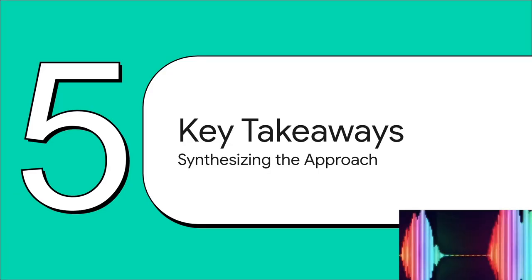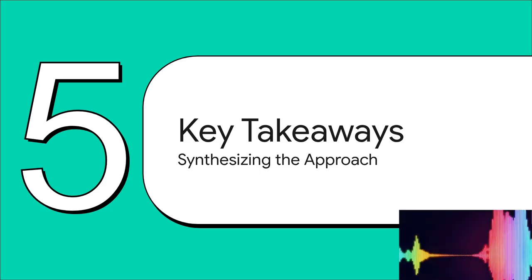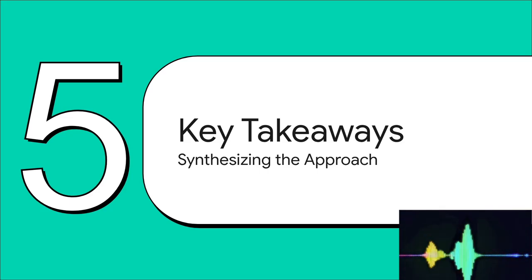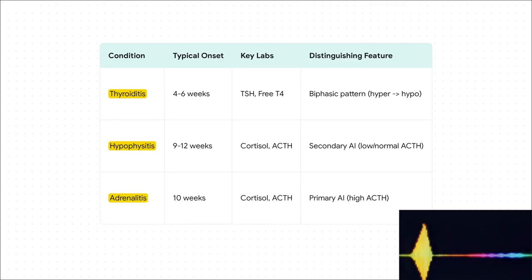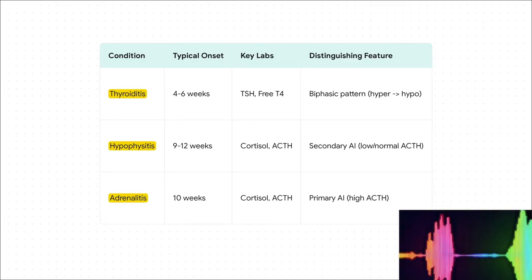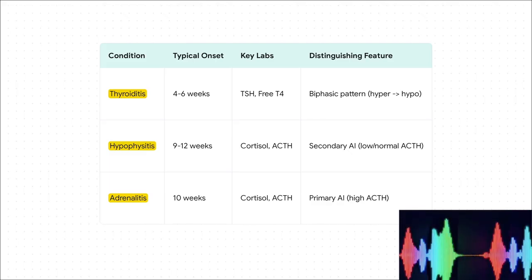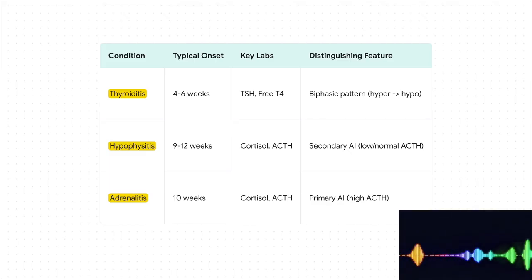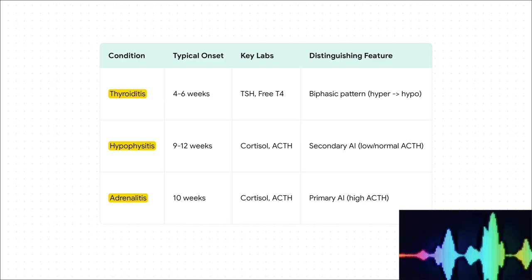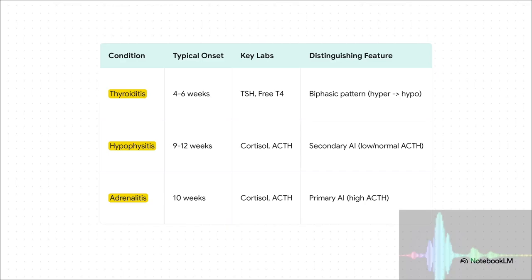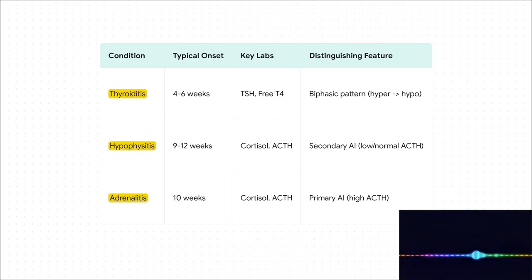Okay, let's pull all of this together now and really synthesize it into a clear comparative framework that you can actually apply in your practice. This table right here, this is probably the most high-yield tool from this whole explainer. You can see the three conditions right next to each other. Thyroiditis hits earliest, and the key is that biphasic pattern in the TSH and free T4. Then you have hypophysitis and adrenalitis, which both show up later, right around that 10-week mark. They're both diagnosed with a cortisol and ACTH, but the key differentiator is that ACTH level. Low or normal for pituitary failure, high for primary adrenal failure.